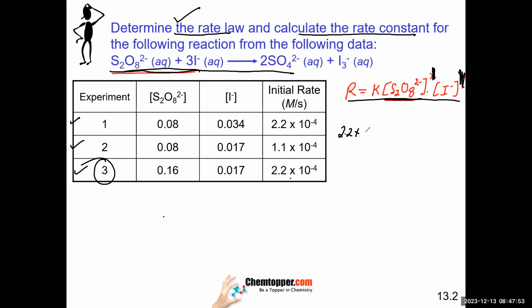Like this one: 2.2 times 10 raised to power minus 4 is K. Concentration of S2O8 is 0.16 raised to power 1, 0.017 raised to power 1. Get the value of K. Give the units. When you are writing the value of K, give the value of K with units. Here, all of you. Please do it.